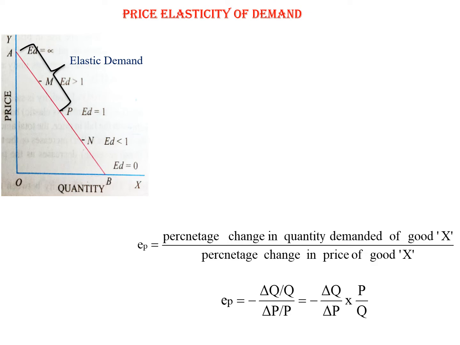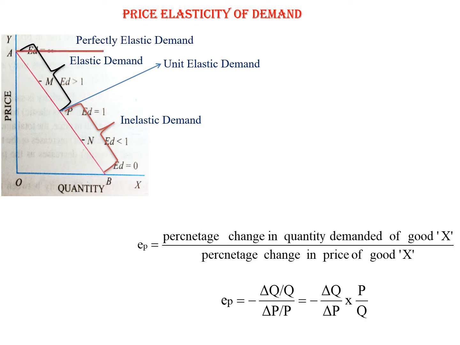When you move up from P to A, your lower segment has increased, so you can say that elasticity of demand is greater than 1, and at the lower points elasticity of demand is less than 1. Then you know that at point A, at the same price, the quantity demanded has increased.